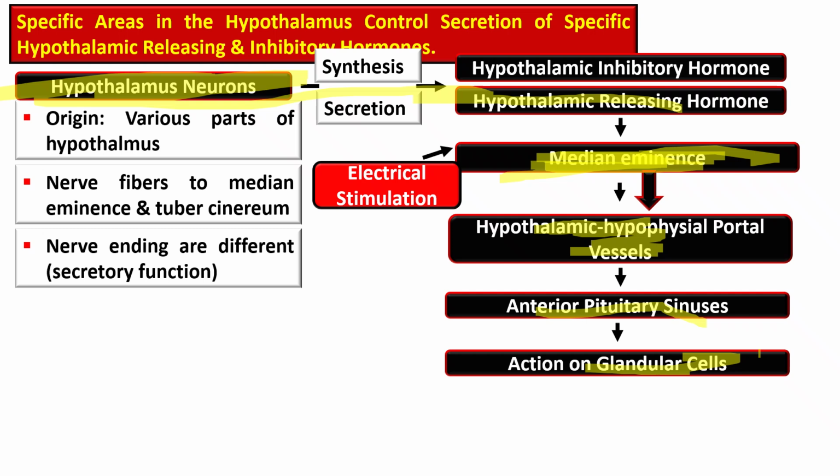The hypothalamus integrates diverse signals, neural, sensory, and metabolic, and routes them through specific neuronal circuits to release hormones at the median eminence, regulating the function of the anterior pituitary gland.